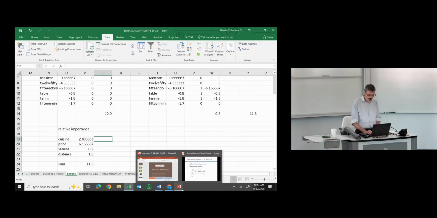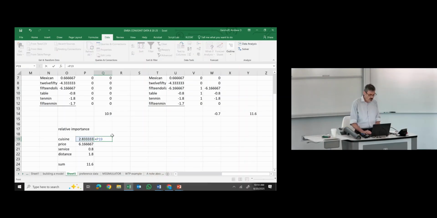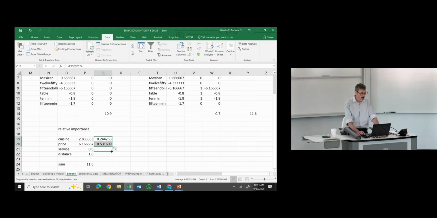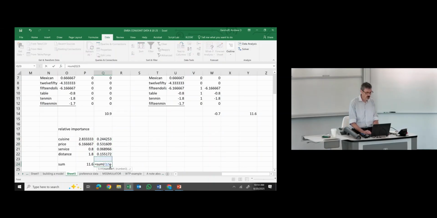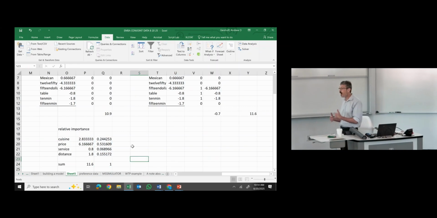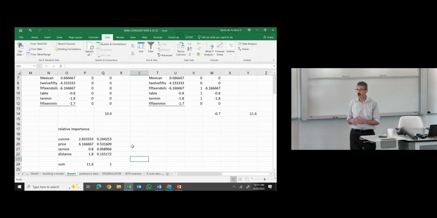And in fact, I can figure out the relative importance by taking this value and dividing it by the sum. Right, and so we can think about this as 24% of his movement in preference comes from cuisine, 53% comes from price, 7% comes from service, and 15% comes from the distance. Just to triple check, this should equal 1. Sure enough, it does equal 1. So this is a way of thinking about, relative to one another, which attribute does he care about the most?